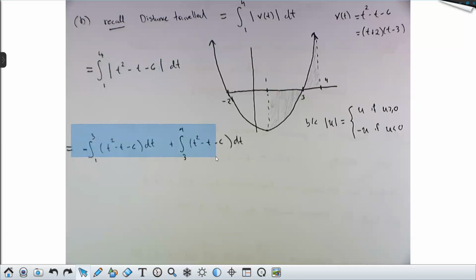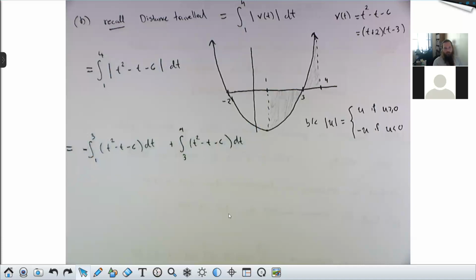You guys feel like you understand this setup? Cool. Okay, then from here, there's nothing to do but to compute.